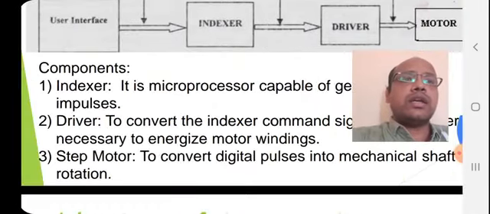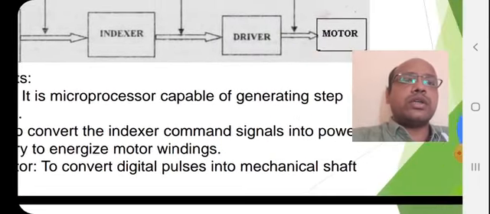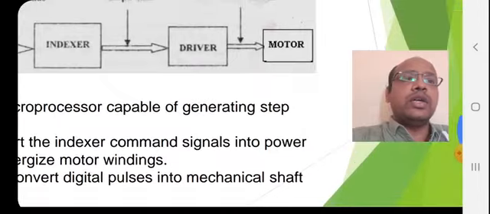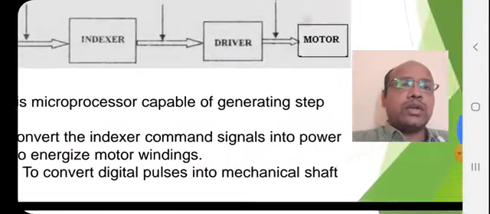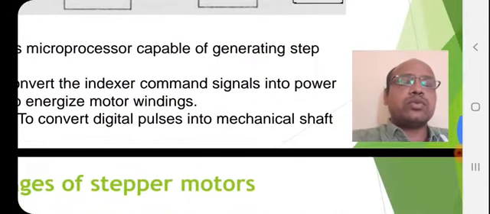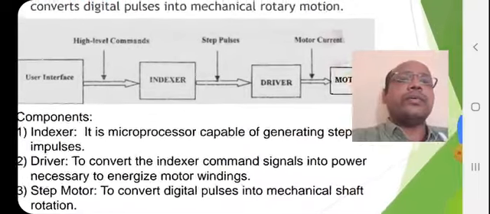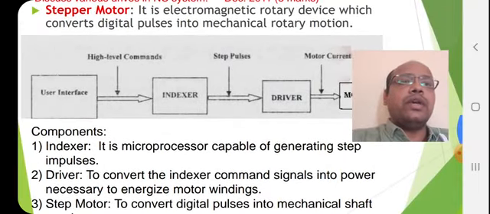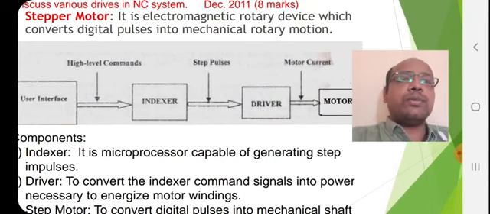These signals are given to a driver. The driver is used to convert the indexer command signals into the power which is necessary to energize the motor winding. And then at the last, the step motor is used to convert digital pulses into a mechanical shaft rotation. So this is a schematic of the stepper motor which explains its function.